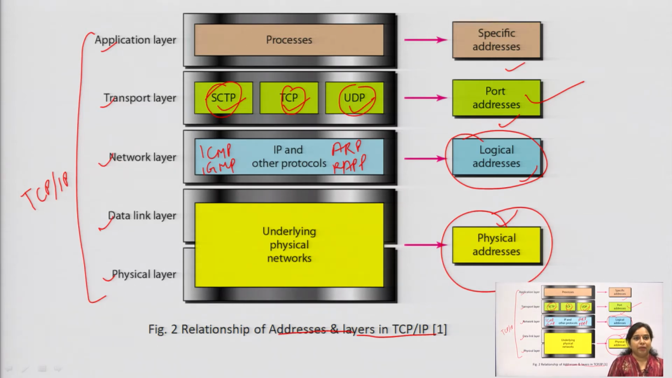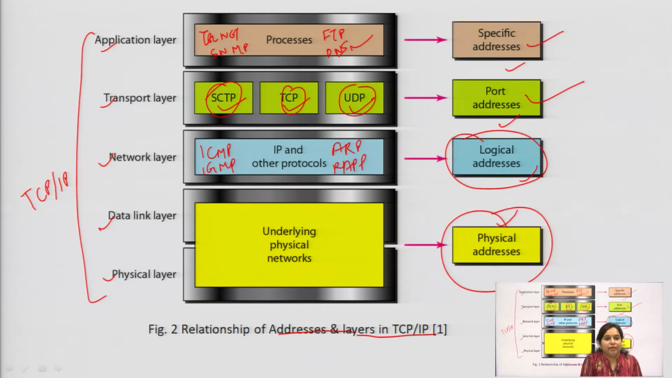Now, next is the application layer. To this application layer, there are different processes involved, like telnet, which is associated with tele network, then SNMP, FTP, DNS. So, these are the different applications or processes associated with the application layer, and this is application specific. So, this is basically associated with the specific address.